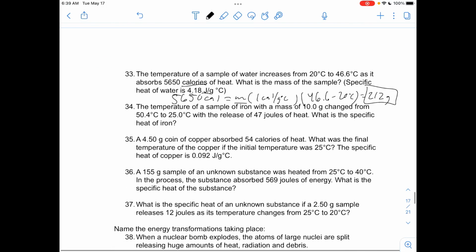Okay, the temperature of a sample of iron has a mass of 10 grams. It releases 47 joules.